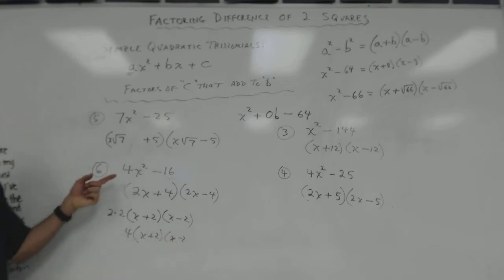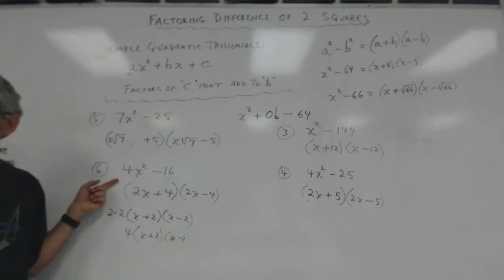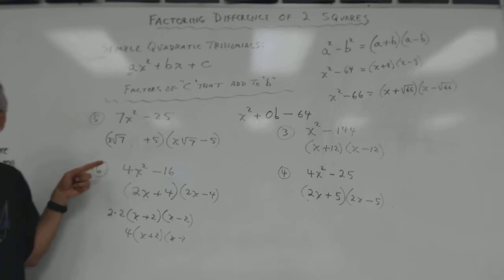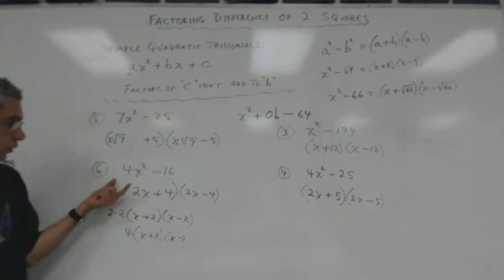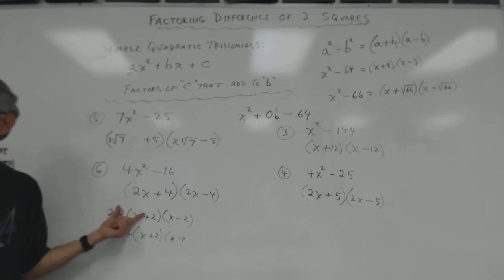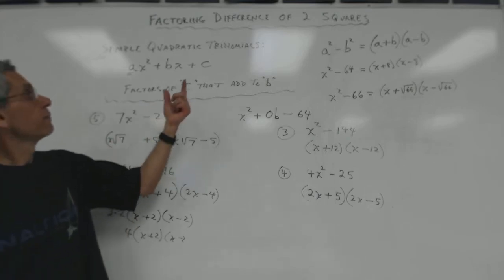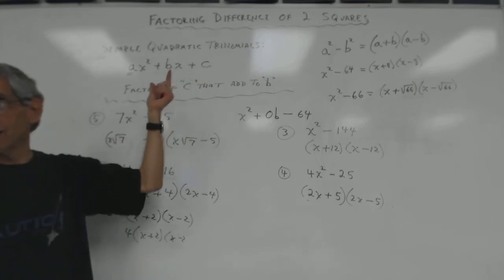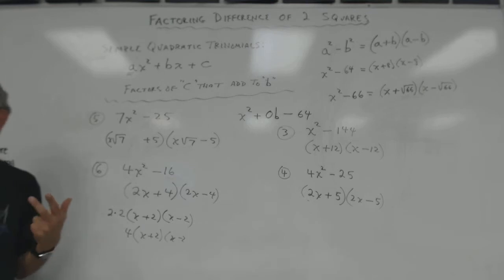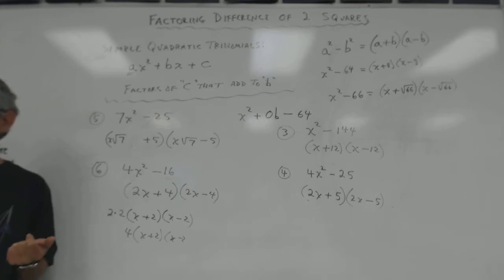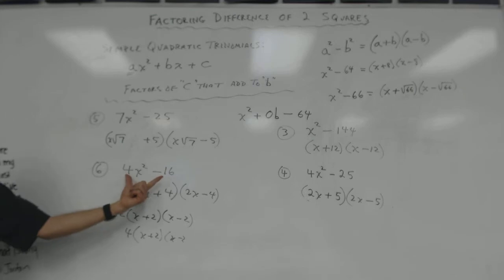Now, remember my cardinal rule of factoring? Before you do anything, before you jump to difference of two squares, before you jump to factors of this that add to this, the cardinal rule of factoring is ask yourself, is there a greatest common factor that I can pull out right away? I could have, right. So this I want to factor out right away.